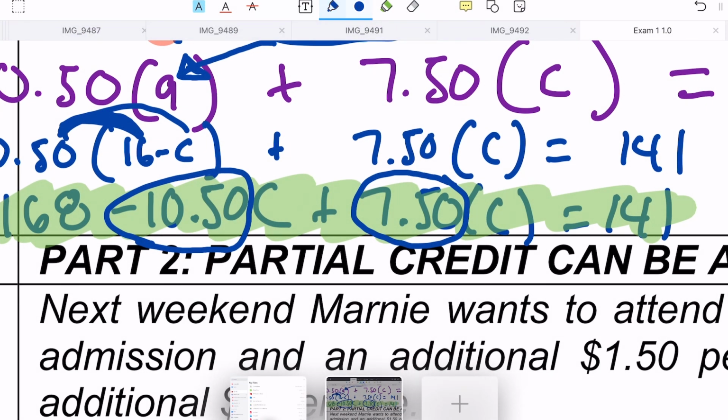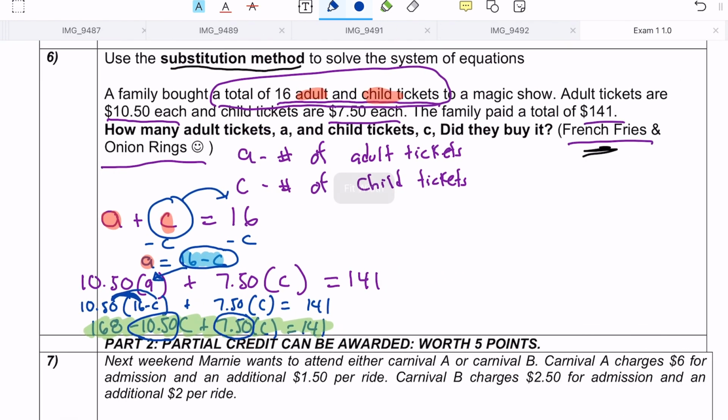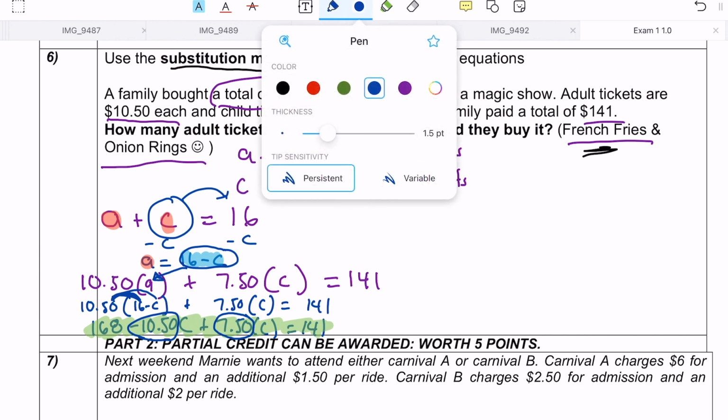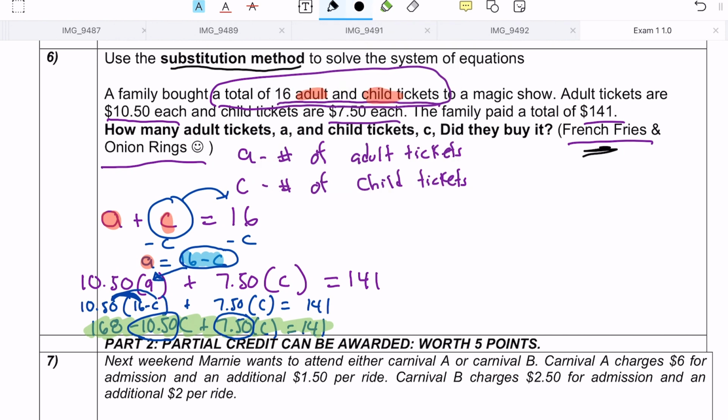So we're going to do negative 10.5 plus 7.5 gives us negative 3. So we're going to rewrite this. So we're going to have 168 minus 3C.